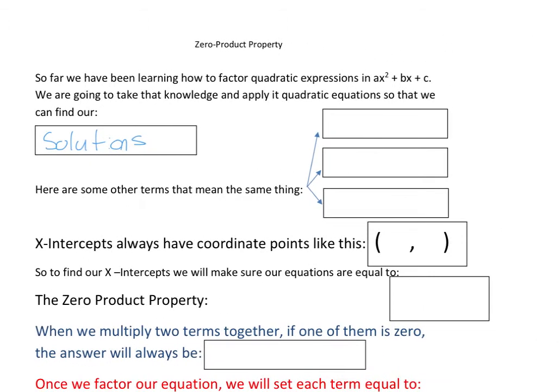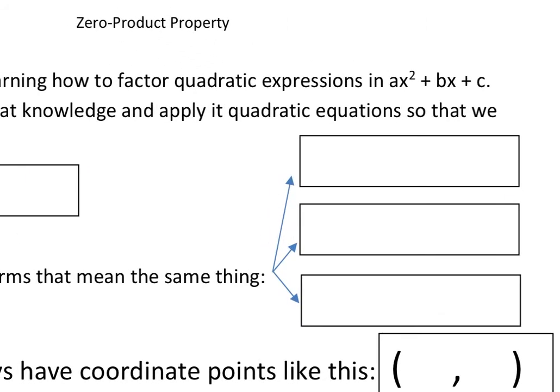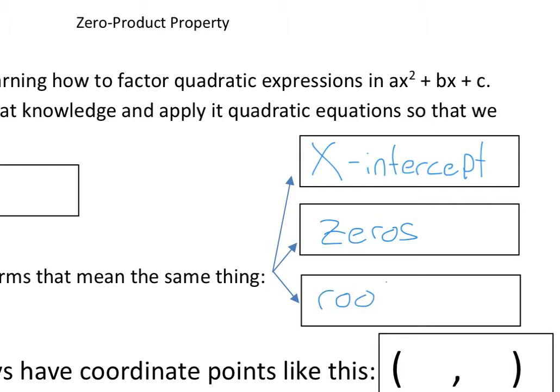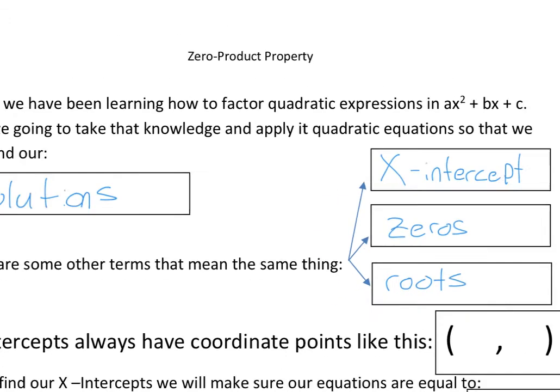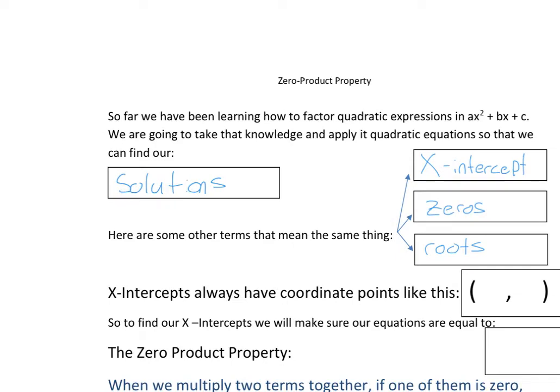And remember that there's other ways that we can hear that term solutions as well. Another way is x-intercept. Another way is zeros. And the final way is roots, where all of those words mean the same thing.